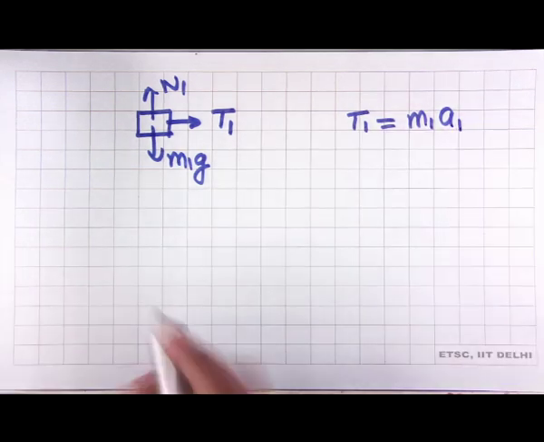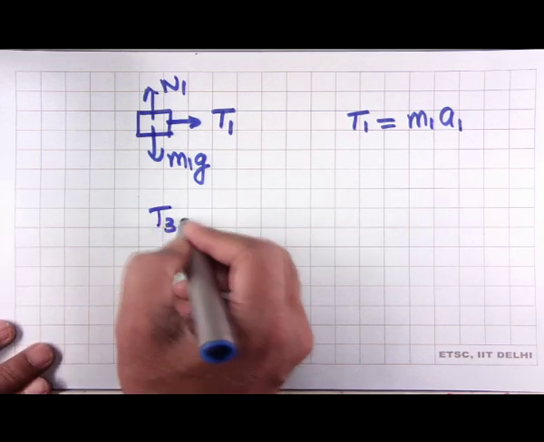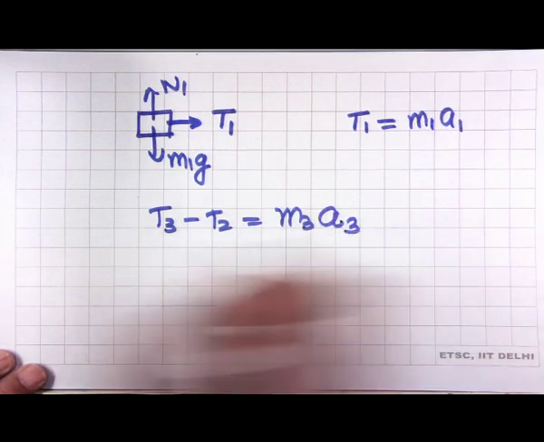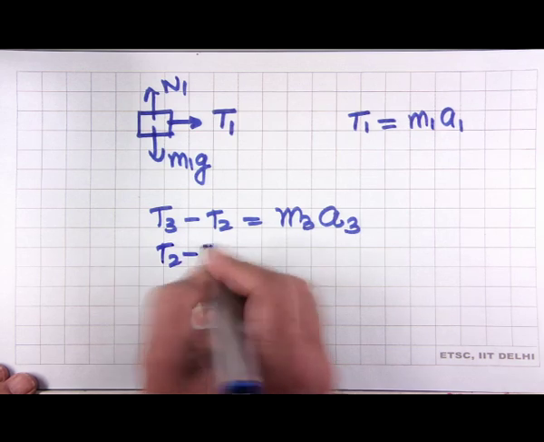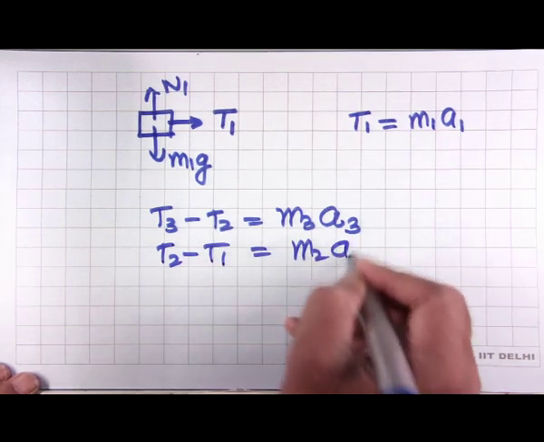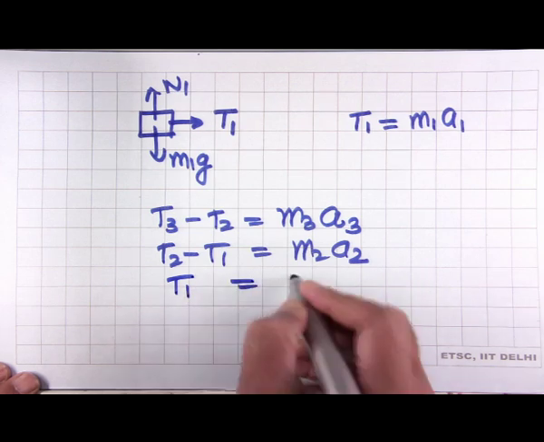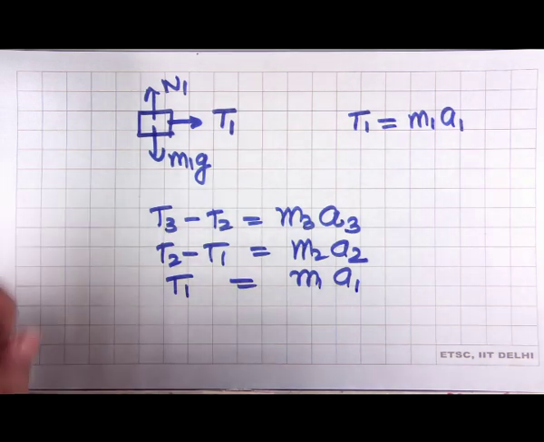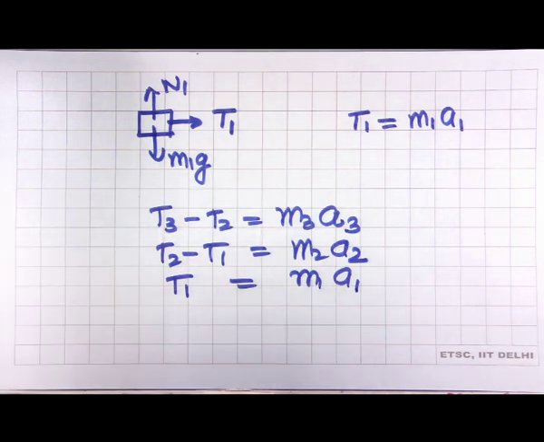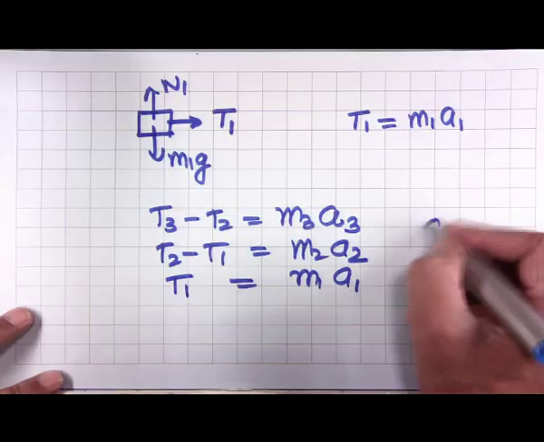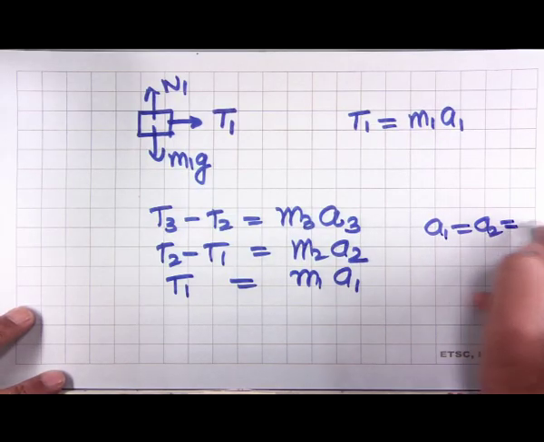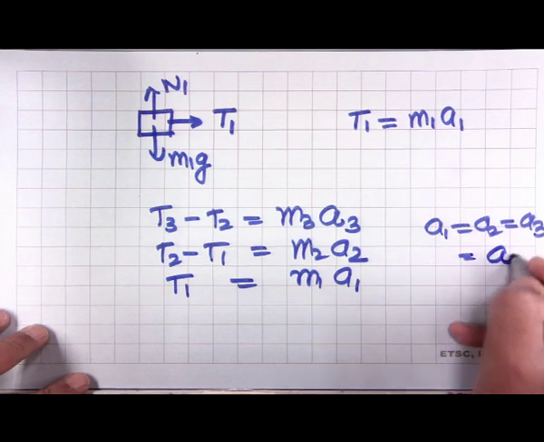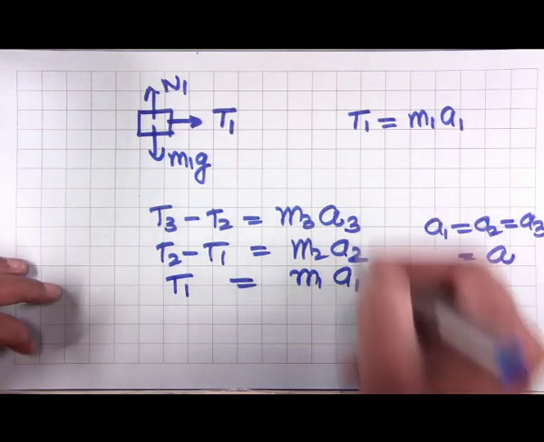So, when we write the three equations, we have T3 minus T2 is equal to M3 A3, T2 minus T1 is equal to M2 A2, and T1 is equal to M1 A1. These are the three equations for the three bodies. Now, we use the kinematical constraint and we have shown A1 is equal to A2 is equal to A3. Let us call this A. So all these three are equal.